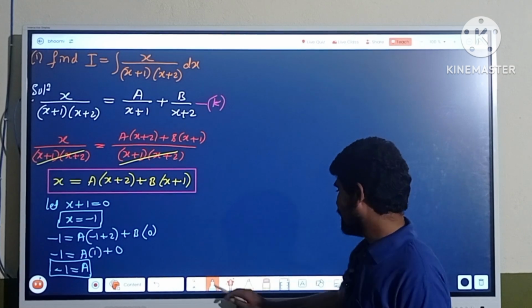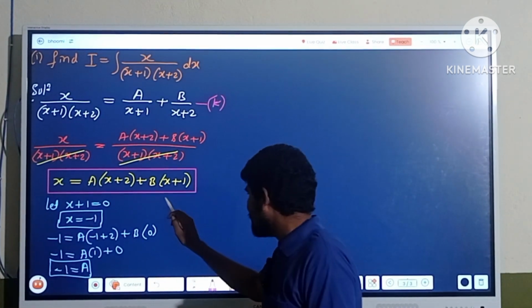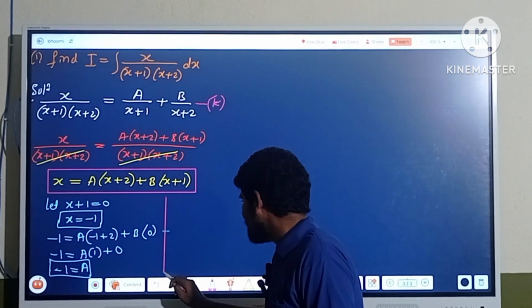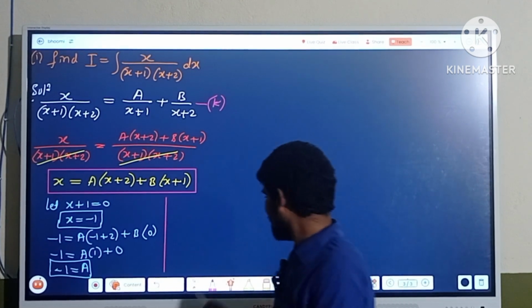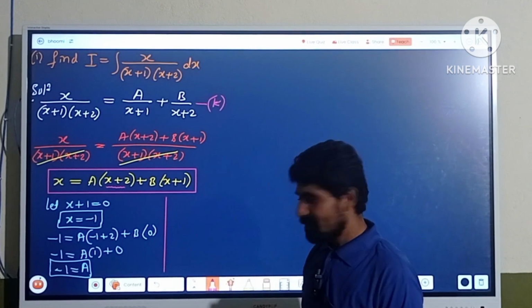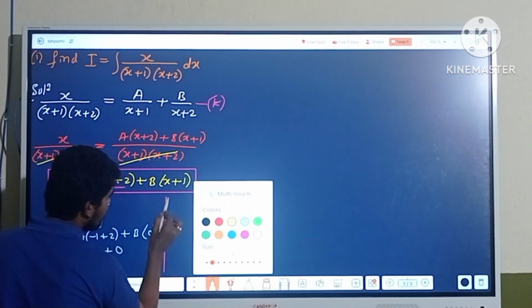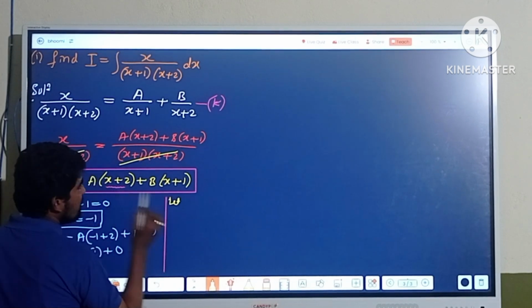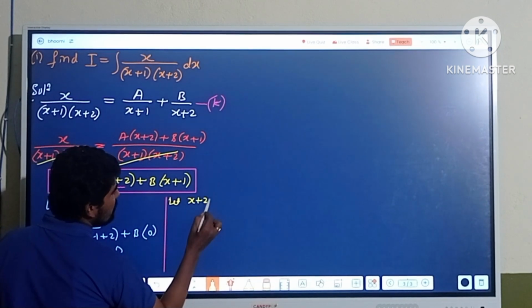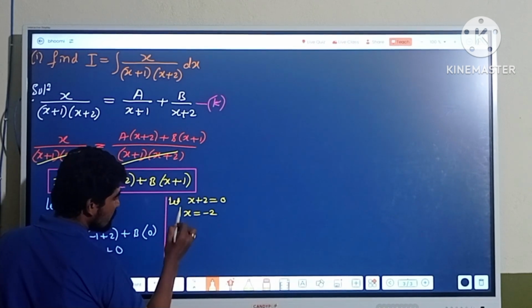To eliminate a, we need to make the coefficient of a equal to 0. So for that, we need to take the value of x plus 2 is equal to 0. So what next? Let x plus 2 is equal to 0. If x plus 2 equals 0, the value of x equals minus 2.